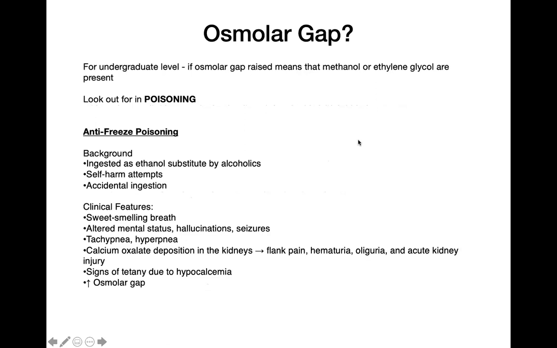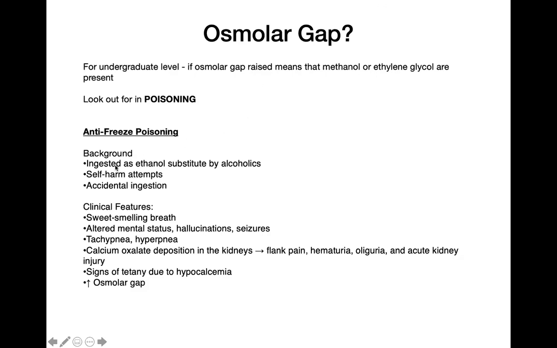Okay, so the last thing to mention is osmolar gap. So we talked a bit about poisoning. This is for undergrad level. I would just remember if they throw in an osmolar gap as well, that means methanol, ethanol, glycol poisoning. So that's someone's drunk antifreeze.